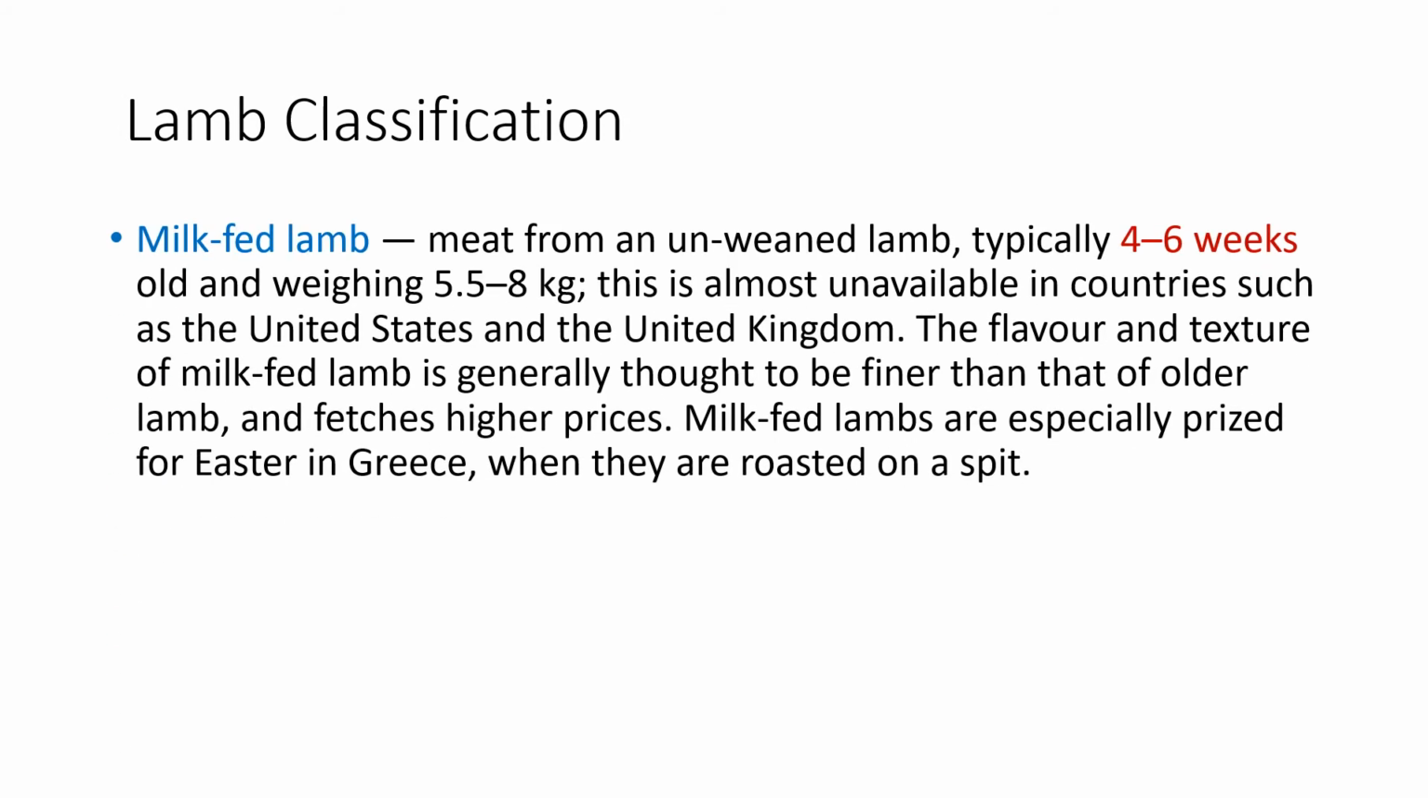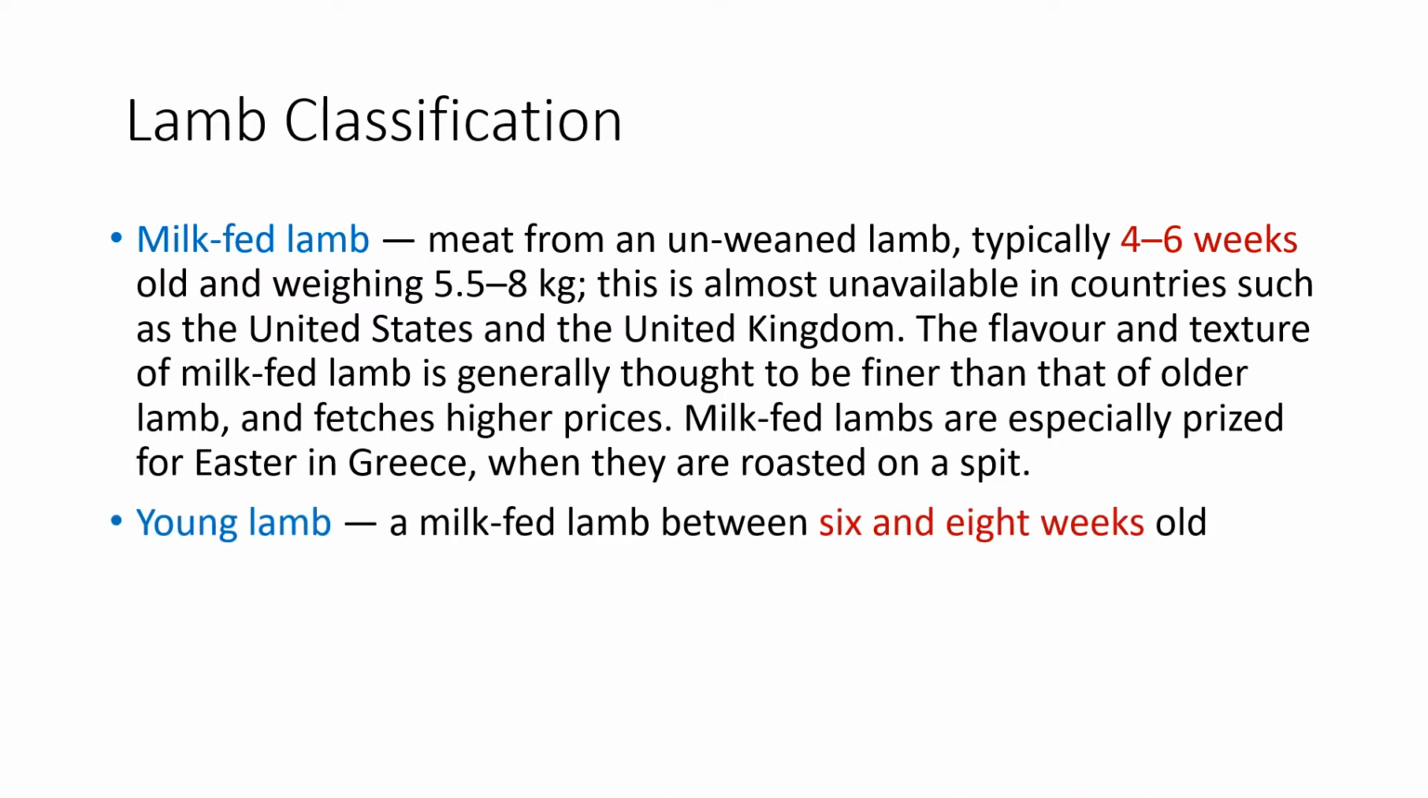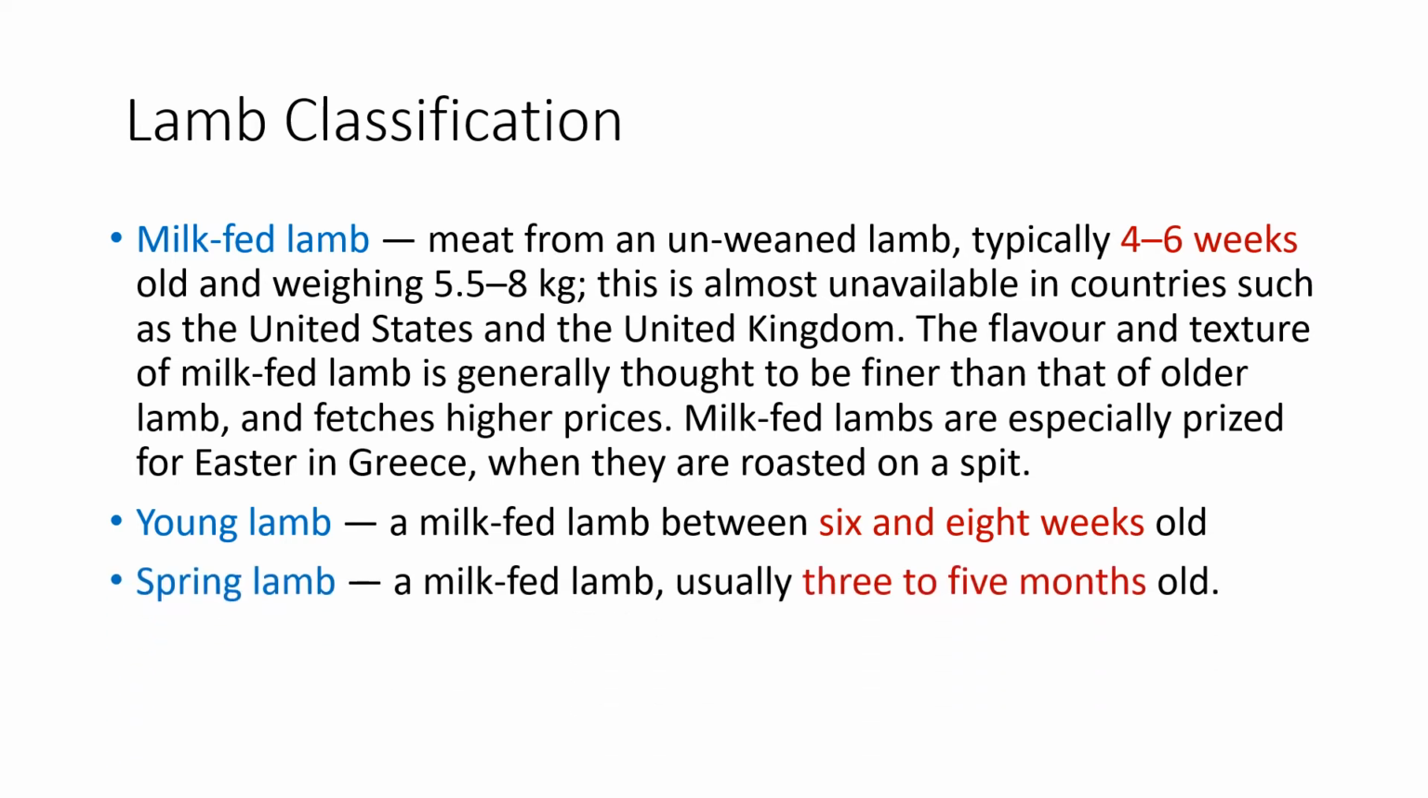Lamb classification. So you have milk-fed lamb, which is basically a lamb which is still drinking its mother's milk. Typically, it is an unweaned lamb, between 4 to 6 weeks old, and 5.5 to 8 kg. So worldwide, that is the kind of standard. Over here, we might have a small adult one, which is around that weight. But here we are talking about milk-fed lamb, which weighs about 5.5 to 8 kgs. And then you have young lamb, which is between 6 and 8 weeks old, and spring lamb, which is between 3 to 4 weeks old.